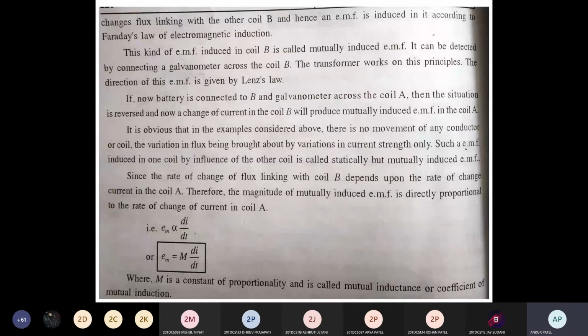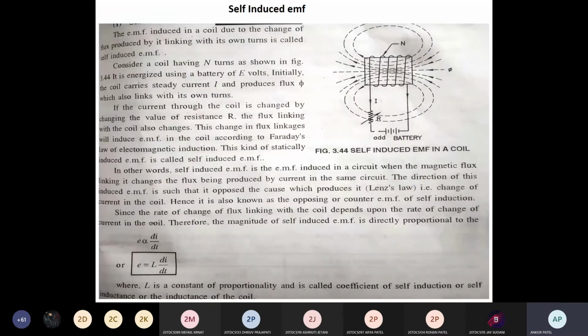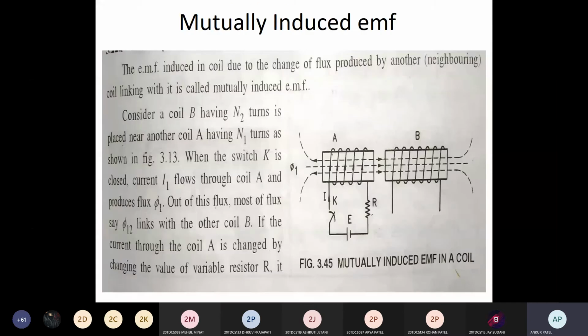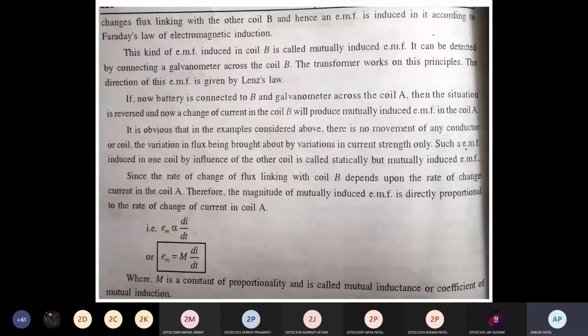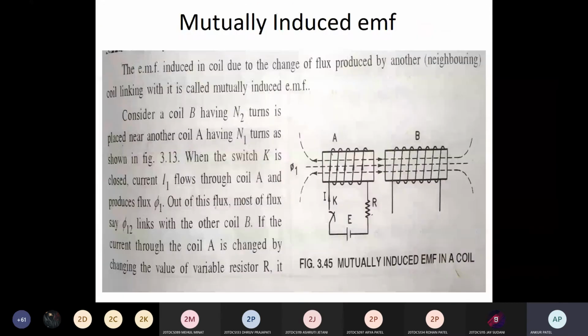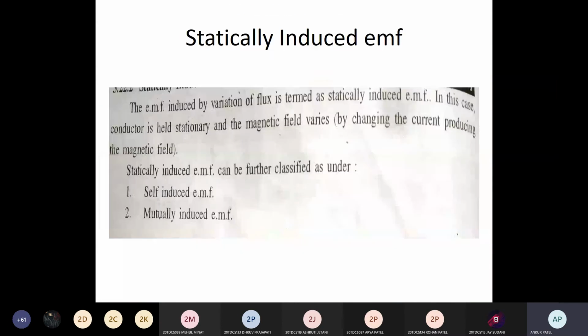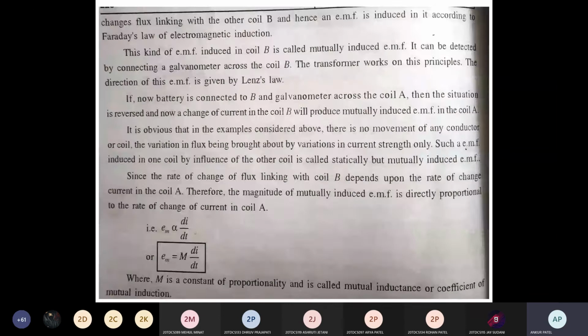This is EM equal to M di by dt. This is E equal to L di by dt. Here it is written as L di by dt, M di by dt, but we introduce a minus sign due to Lenz's law. So this covers the self-induced EMF and the mutually induced EMF, both statically induced EMF.